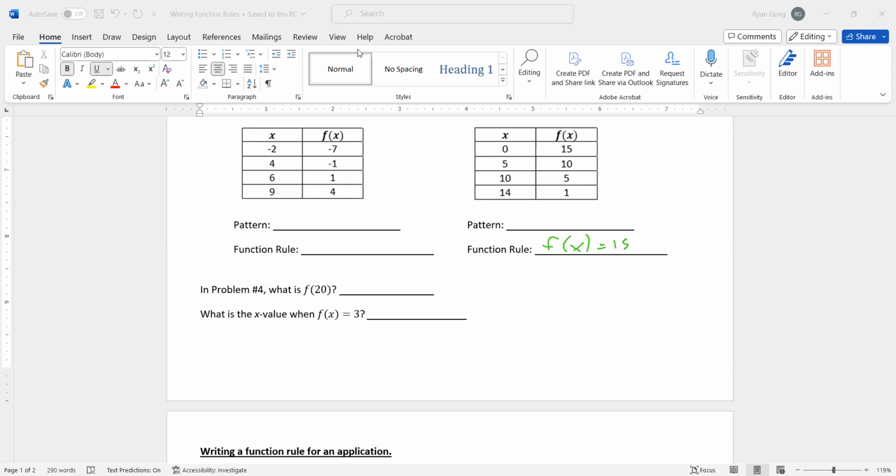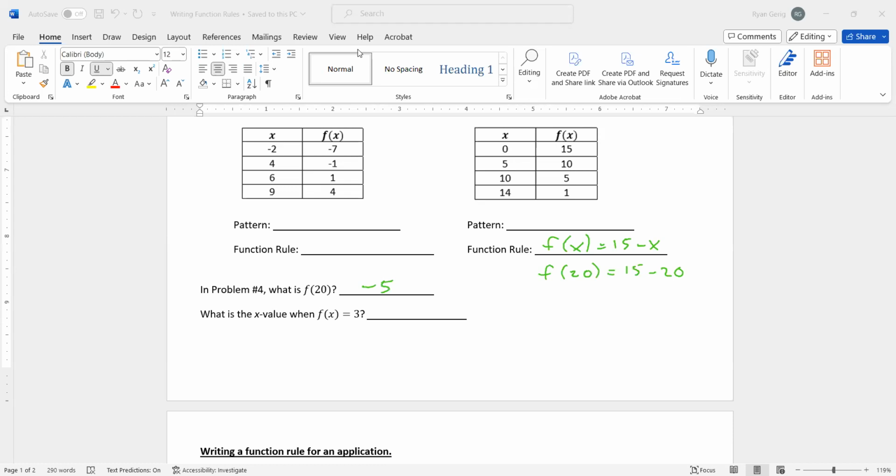It was 15 minus x. What is f of 20? So I'm saying, this is review here. If I put 20 in for x, what do I get out? And I would get -5.